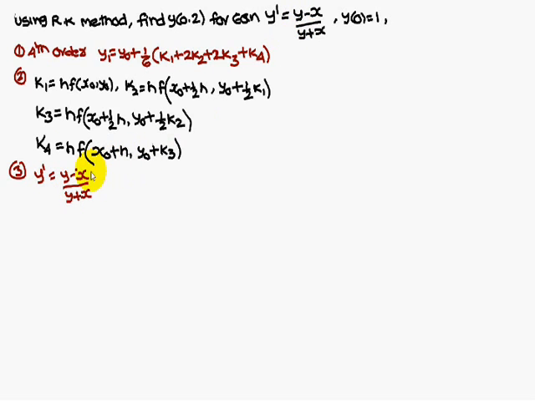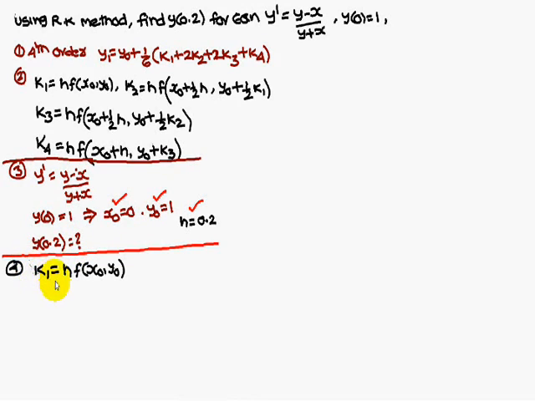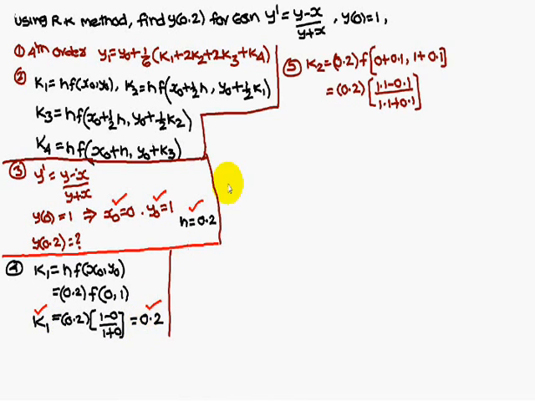Given y dash is equal to (y minus x) by (y plus x), and y of 0 is equal to 1, that means x0 is equal to 0 and y0 is equal to 1. We have to find y of 0.2, therefore h is 0.2, and y of 0.2 is the question mark. For k1, h is 0.2, x0 is 0, y0 is 1, so k1 is 0.2 into f of (0, 1). The formula is (y minus x) by (y plus x), that is (1 minus 0) by (1 plus 0). Simplify, and you get k1 as 0.2.